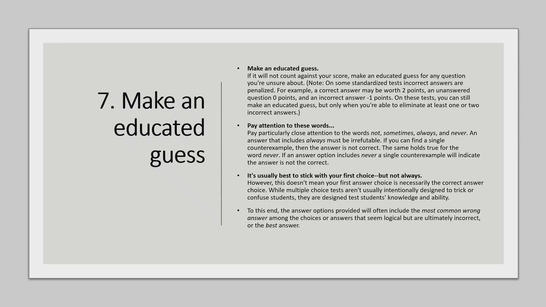However, on some assessments, an incorrect answer may penalize you, right? For example, a correct answer may be worth 2 points, an unanswered question 0 points, and an incorrect answer minus 1 point. On these tests, you can still make an educated guess, but only when you are able to eliminate at least 1 or 2 incorrect answers.